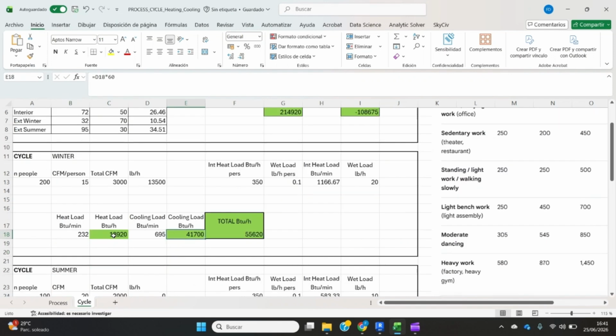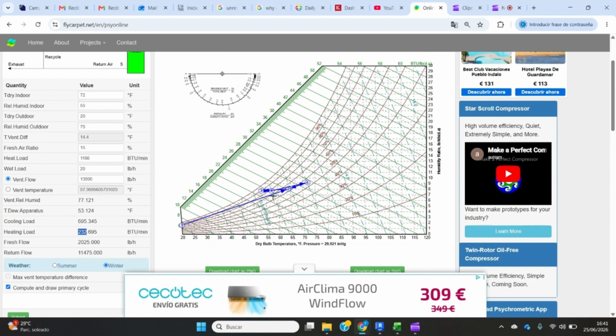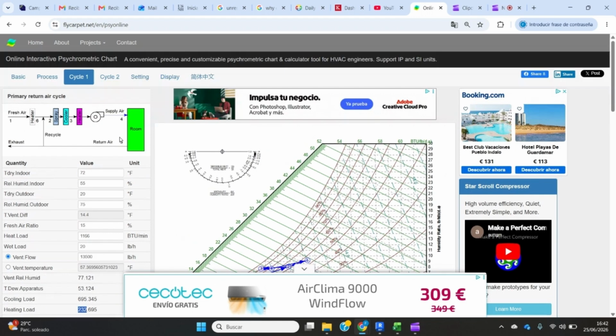So we have a heating load and a cooling load, and then we have to add up these two values because it's energy. We can use that energy to heat up the air or to cool down the air, but in both cases it's energy, and we have to add up this energy. So the total is 55,620 BTU. So the rest of the room would be between 4 and 5. So what is 4? Look at this, it's 57 Fahrenheit and 70% relative humidity. So it won't be the best conditions, this point number 4.